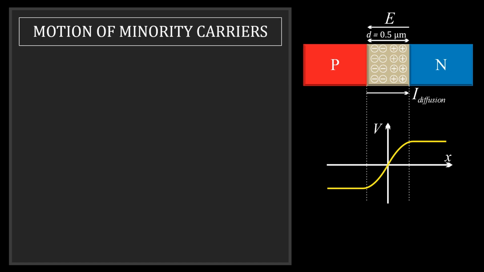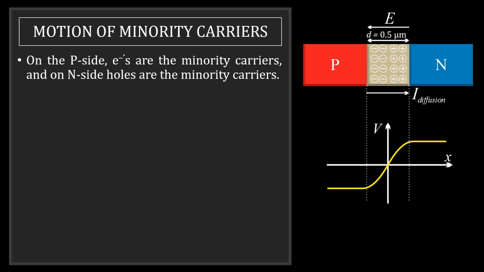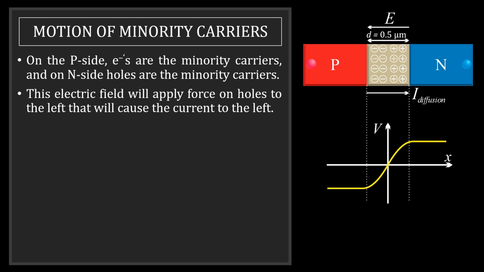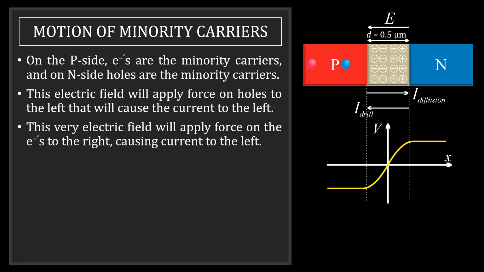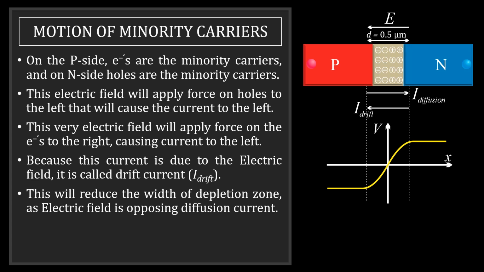Now we shall see the motion of minority carriers. We understand that there is an electric field that is created in the left direction. Now on the P side, electrons are the minority carriers, and on the N side, holes are the minority carriers. Now this electric field will apply a force on the holes to the left, that will cause the current to the left. Now this very electric field will apply a force on the electrons to the right, and that will cause the current to the left. Now this will reduce the width of the depletion zone by some amount, because this electric field in turn is also causing the diffusion current to reduce.